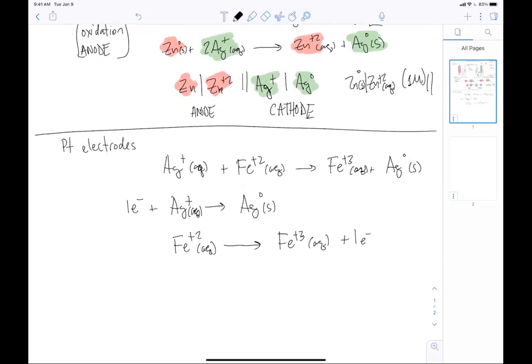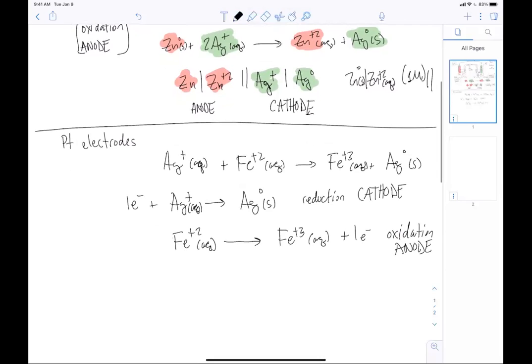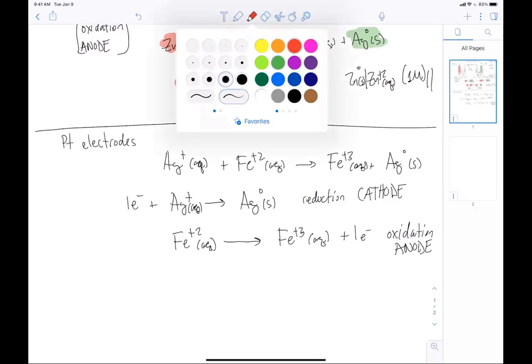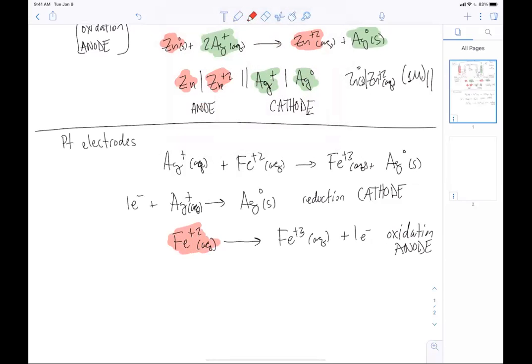So this is our reduction. This is our oxidation. This is going to be the cathode. And this is going to be our anode. All right, so what's different about this, aside from just the fact that we're using iron, is that the anode reaction has something aqueous going to something aqueous. So you can't build an electrode out of iron plus 3.